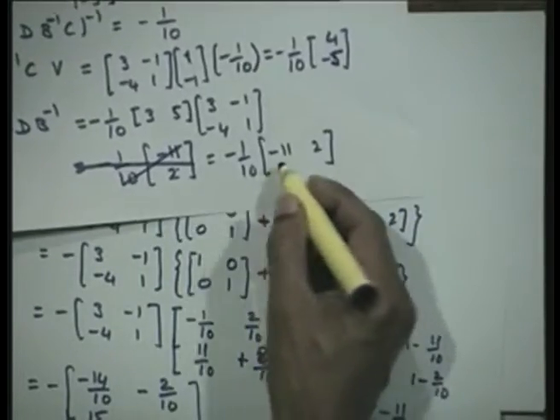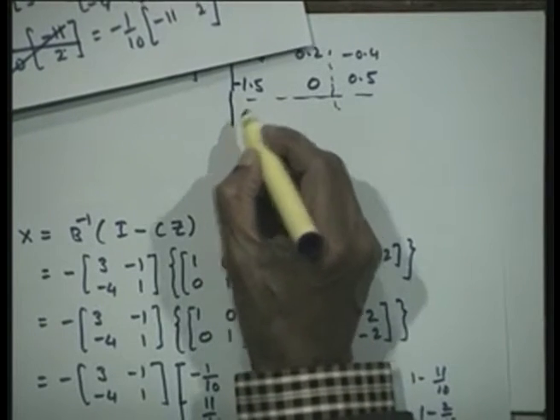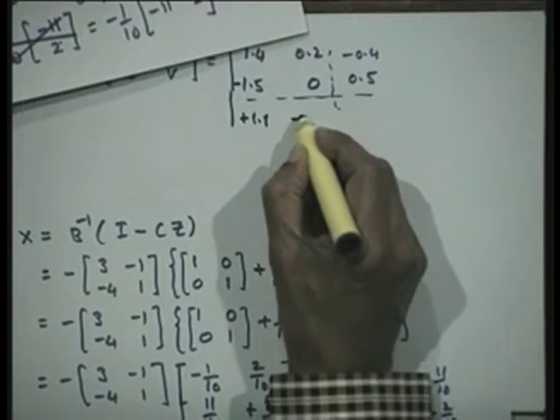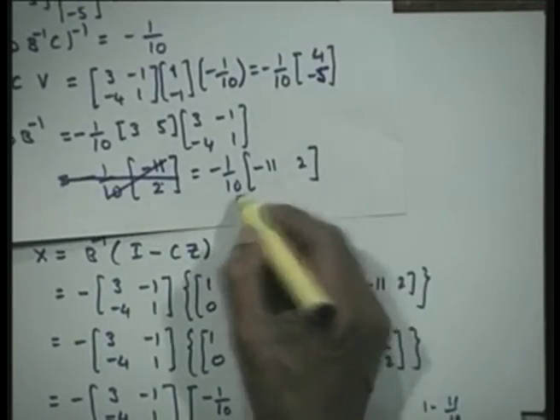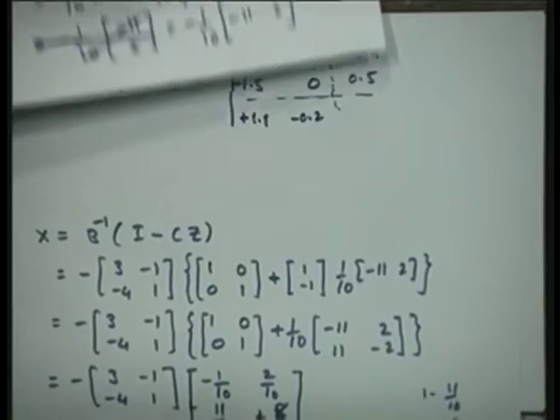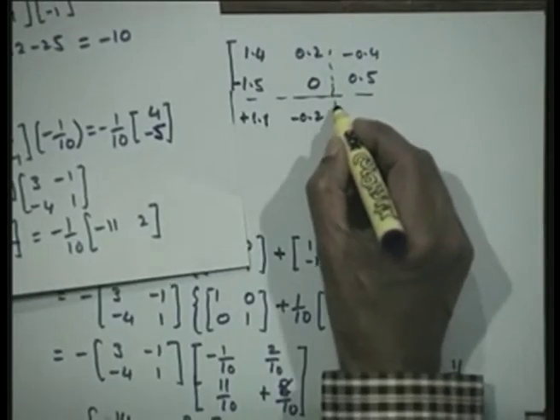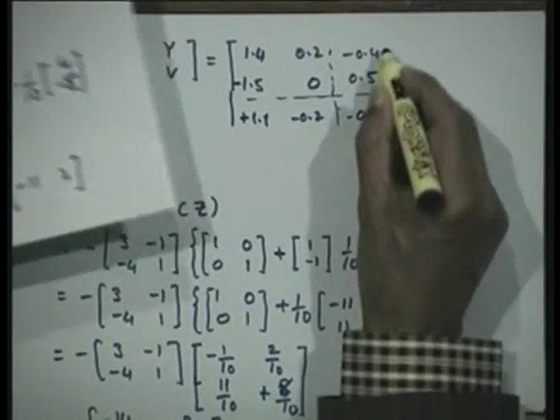Then z is here, let us take it inside. So, we will have plus 1.1 minus 0.2, this is 11 by 10 and 2 by 10, minus 2 by 10, and finally, the corner element is our v, minus 1 by 10. So, this is minus 0.1.